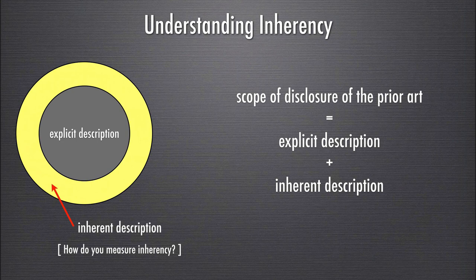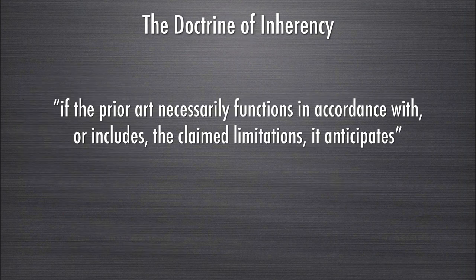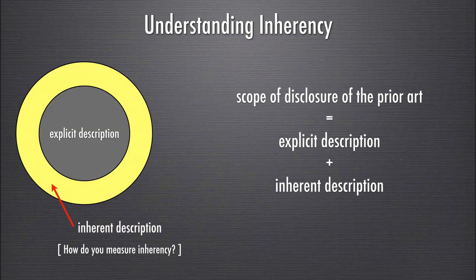And again, the standard for inherency is if they are necessarily there, right? If they're not explicitly there, but necessarily there, by which we mean a person of ordinary skill in the art would understand that they are necessarily there, then that anticipates, right? That is the total scope of disclosure, and if it's inherently or explicitly there in the prior art, it's anticipated and there's no novelty.